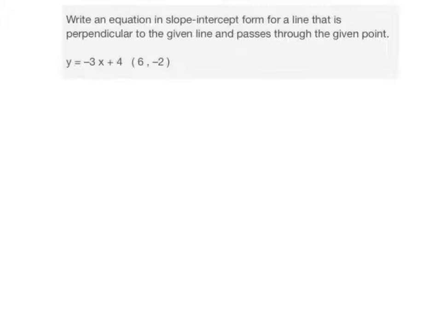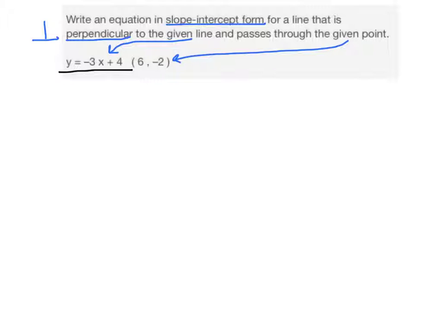Okay, what we need to do today is find the slope-intercept form of a line that is perpendicular, so 90-degree angles, to the given line that passes through the given point. In this situation, we have the line y is equal to negative 3x plus 4 for our given line, and we have the point (6, negative 2) that the perpendicular line is supposed to pass through.